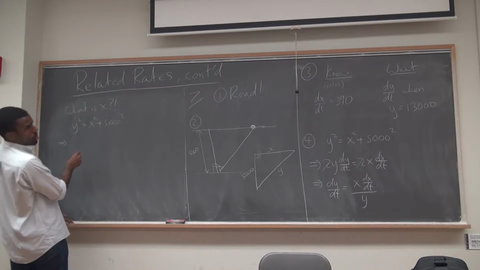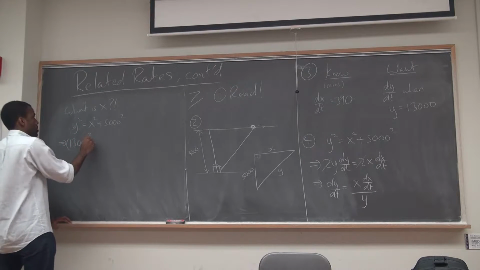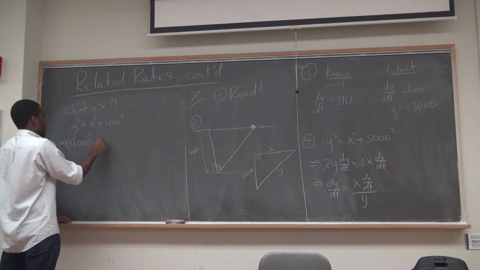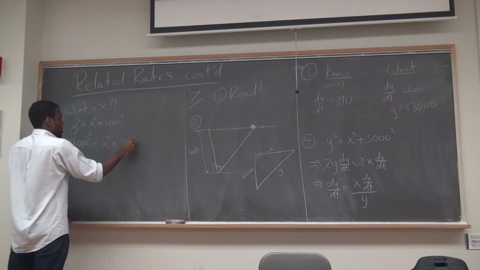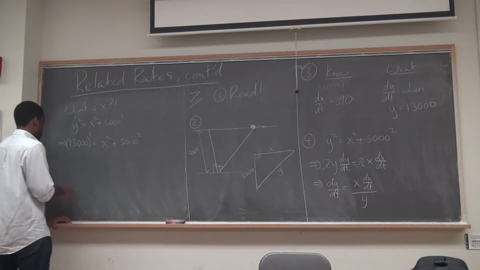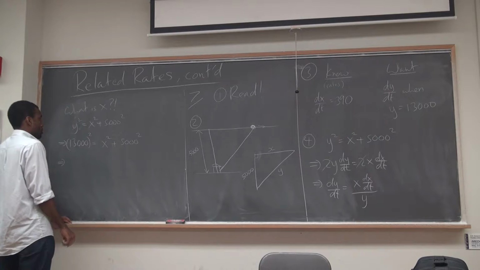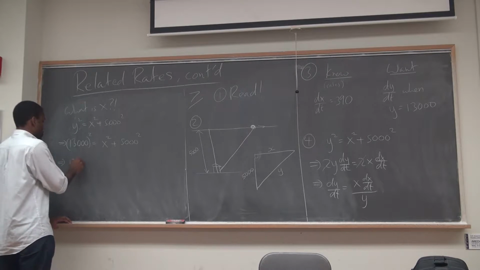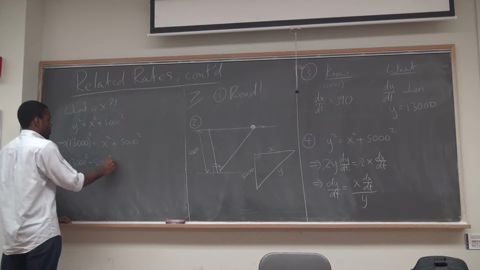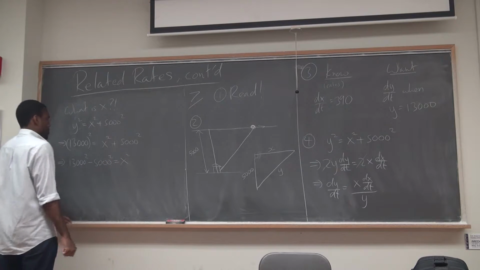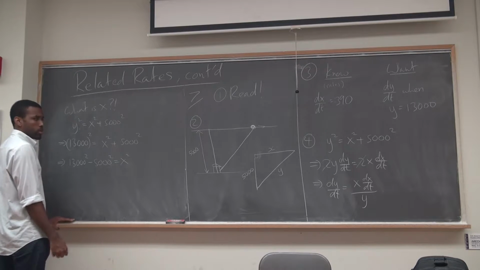My y was 13,000. 2x squared plus 5,000 squared. Subtract 5,000 squared from both sides. Isn't that a special triangle? Yeah, it's a 5, 12, 13 triangle.